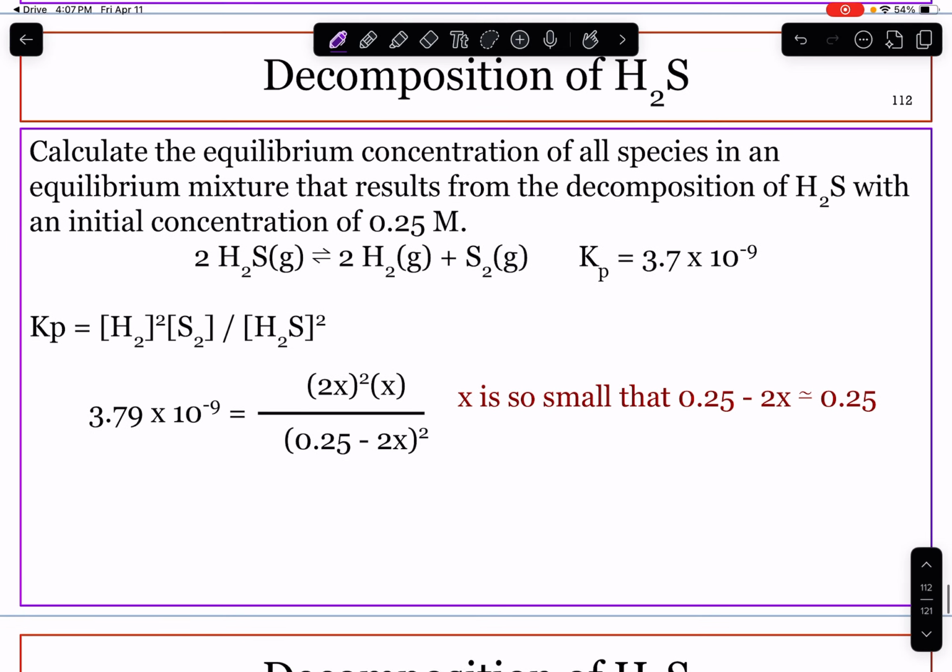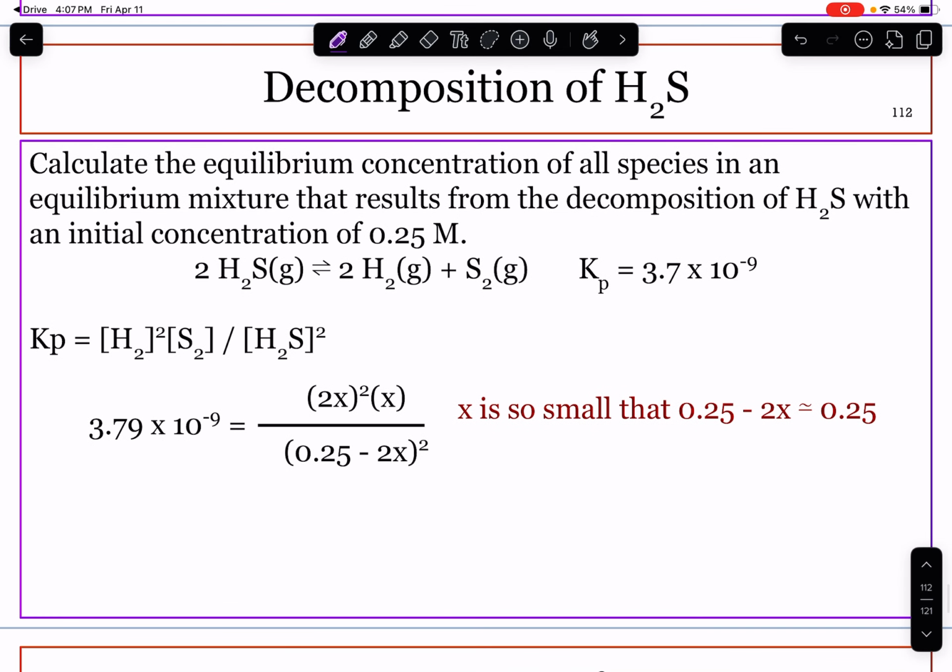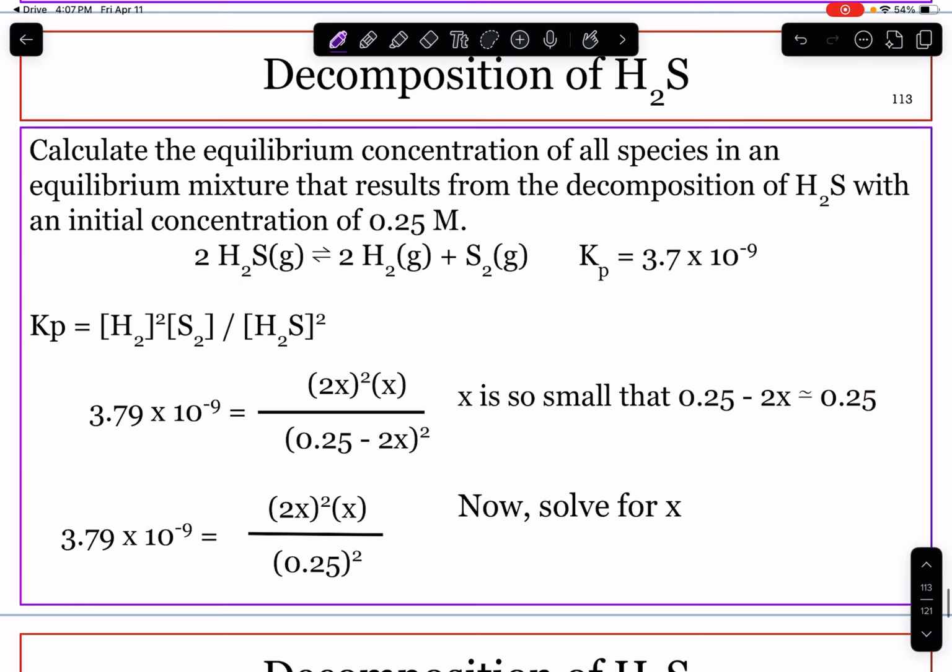Well, this would be an incredibly complicated problem if it wasn't for the fact that we can ignore the x in the denominator. And that means all of this right here. X is so small that even double x subtracted from 0.25 is still roughly equal to 0.25. And we know that x is small enough because this K value has a times 10 to the negative 9. So now it turns into this. Now pause to see if you can solve for x.